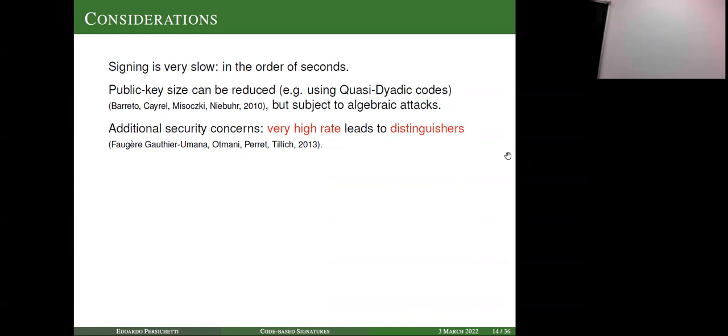But in fact, first of all, because the code is now very high rate, it is not true anymore that this looks random. When the rate is about 1/2, or maybe a little bit more or a little bit less than 1/2, then we're comfortable saying that it's hard to distinguish this from a random matrix of the same size. But this is not true anymore. And these people here found a distinguisher in 2013. Now, this doesn't immediately lead to an attack, but it's still not very good formally to have a distinguisher there.